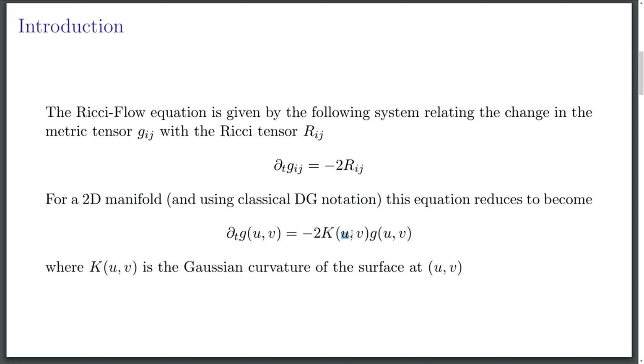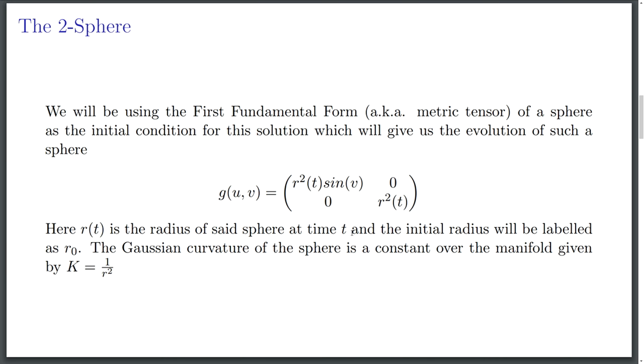So next, what is the metric tensor of a sphere? A two-dimensional sphere, the surface of the two-dimensional sphere. The metric tensor, which in classical differential geometry is actually referred to as the first fundamental form of the surface, is given as a matrix valued function of u and v, like so, which is basically a diagonal matrix. Here we have r squared sine v, and here we have r squared.